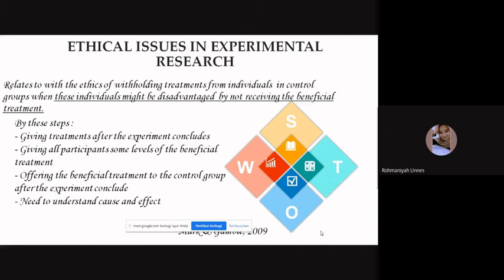So we can conduct these steps. First is giving treatments after the experiment concludes. Second is giving all participants some levels of beneficial treatment. The third is offering the beneficial treatment to the control group after the experiment concludes. And the last is the need to understand cause and effect in order to determine the best course of action, and that randomization is preferred to other ways of addressing causality. Studied by Mark and Gamble 2009.